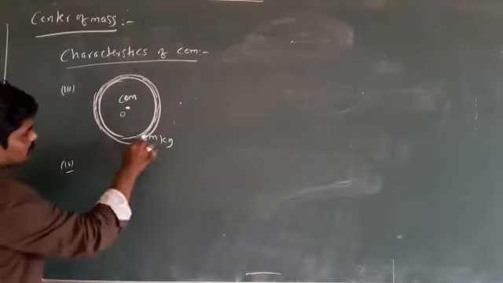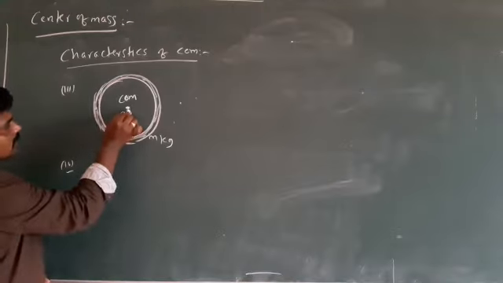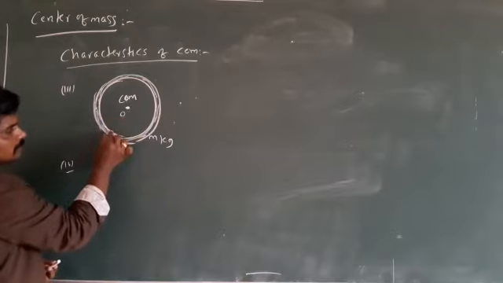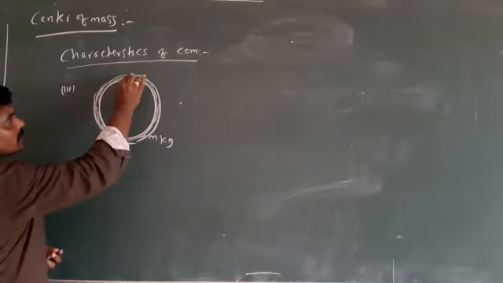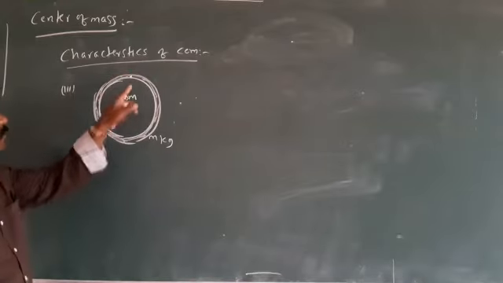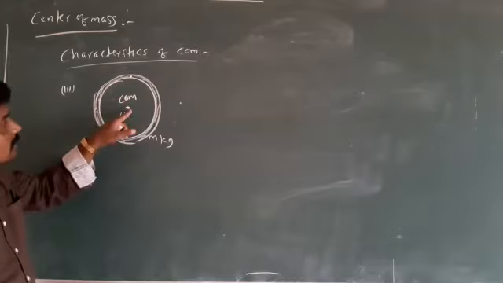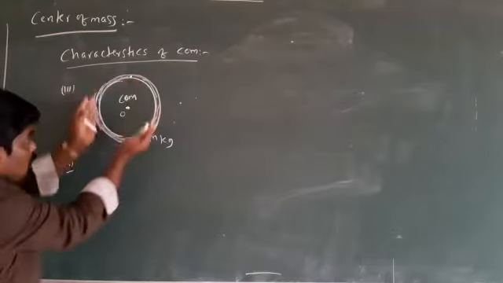This is the matter. Actually, the material is the ring. If we see the center of mass at the center of the ring, it means the center of mass is outside the matter, not in the matter. If the center of mass is present at this point, then we can say the center of mass is inside the body. But here, the center of mass is outside the body. But it should be within the boundary.